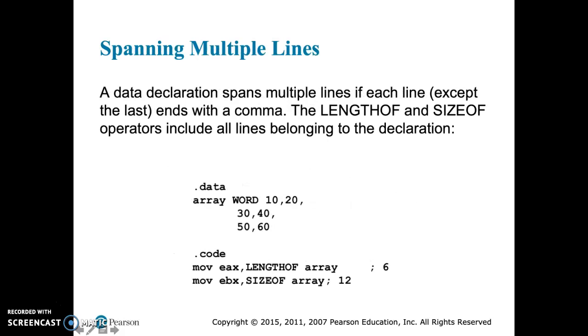We can have data declarations span multiple lines if the declaration ends in a comma. So you can see in our example here, we have a word array, and it actually has 6 elements. 2 of the elements are on the top line, and you can see the first line ends with a comma. The second line has 2 elements, which also ends with a comma. And then the last line has 2 elements. The LENGTHOF and SIZEOF operators we just talked about will include all 6 elements defined in that data declaration.